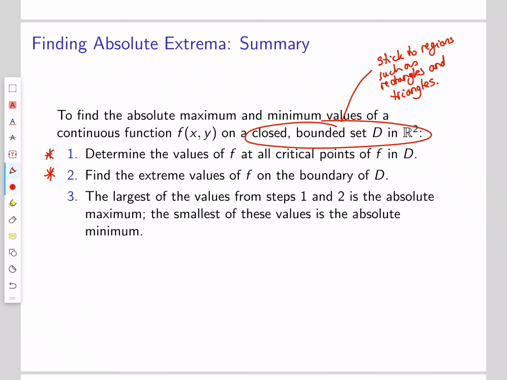All right, so the two things that we have to remember is that absolute maxes and mins can occur at critical points on the interior of the set, or they may occur on the boundary of the set D. So we have to make sure that we take a look at both of those.